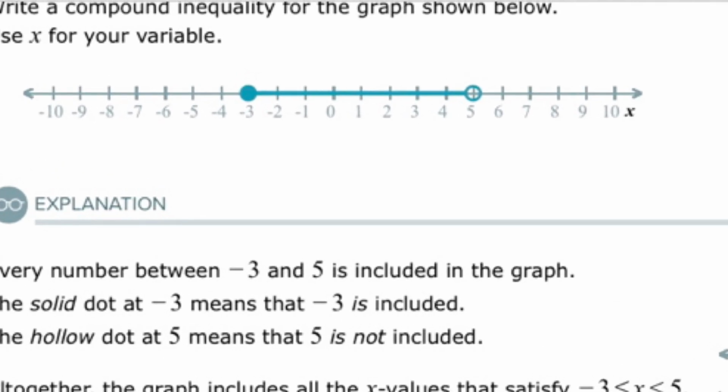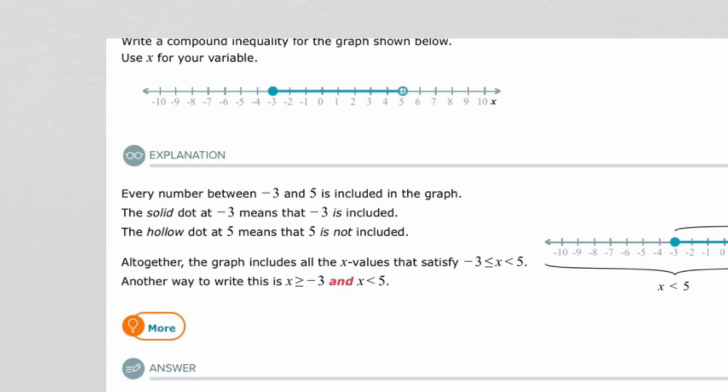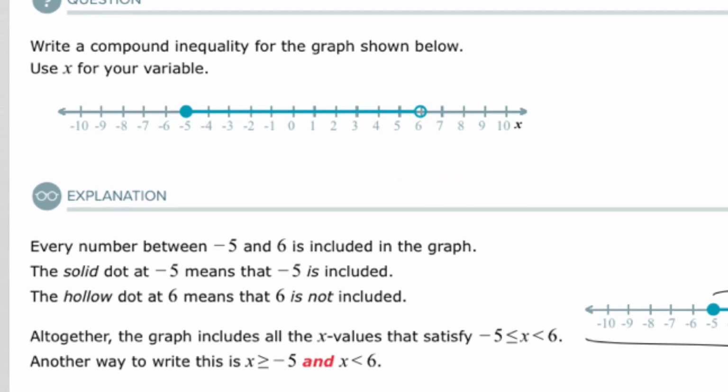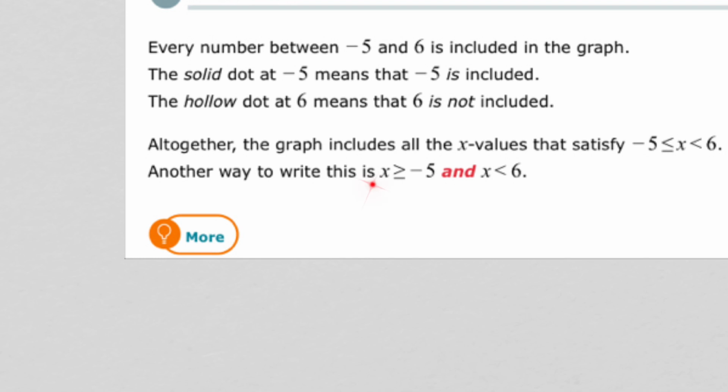Okay, so the same here. If we look at this, we have segments, so we know it's and. So x is going to be less than or equal to -3, and x is going to be less than 5. Okay, so here we have another one. We have an and because we know we have a line segment. And so x is between the 6 and negative 5. So x is going to be less than or equal to negative 5, right? And greater than, but not equal to 6. So right here.